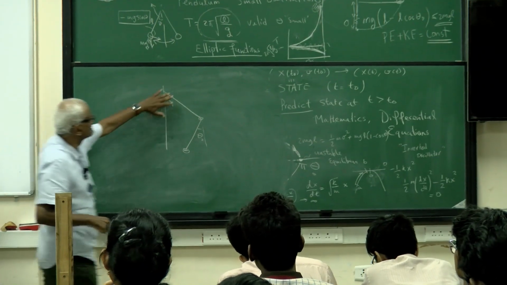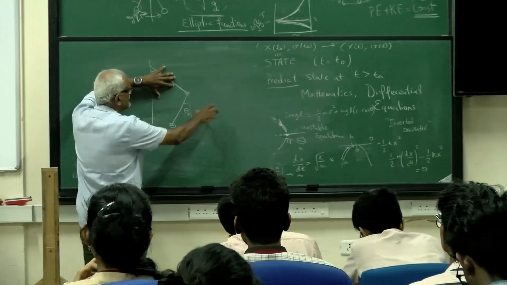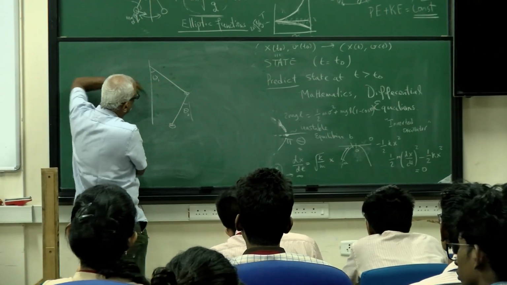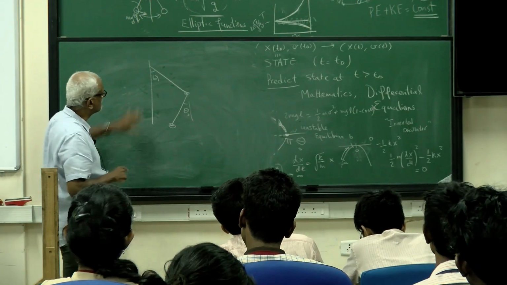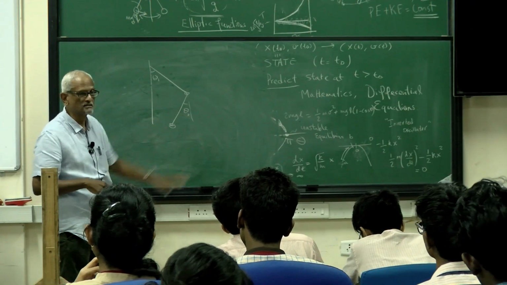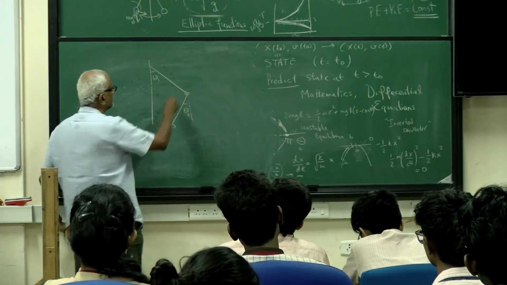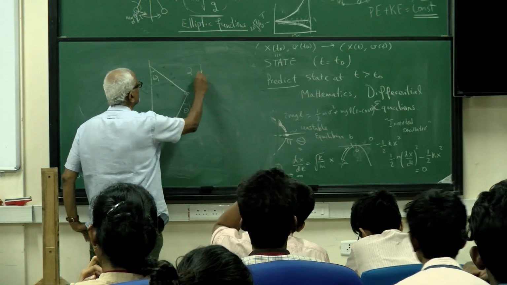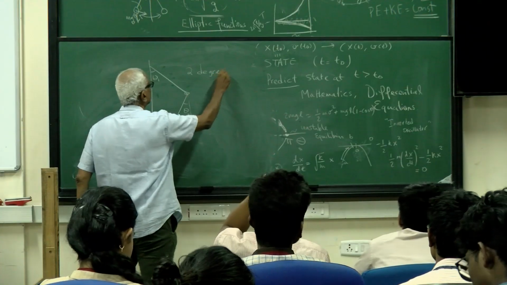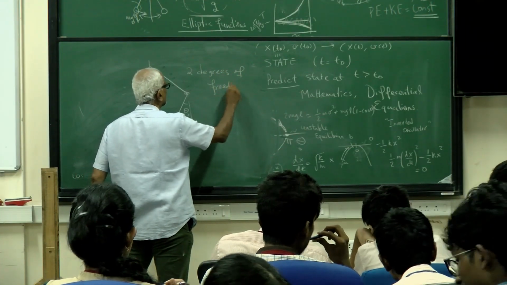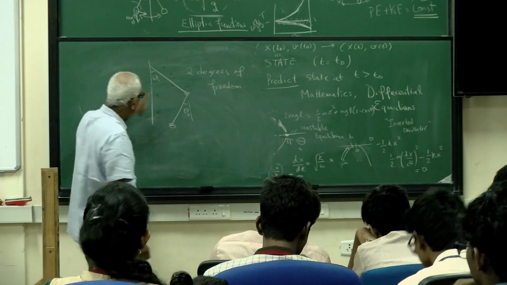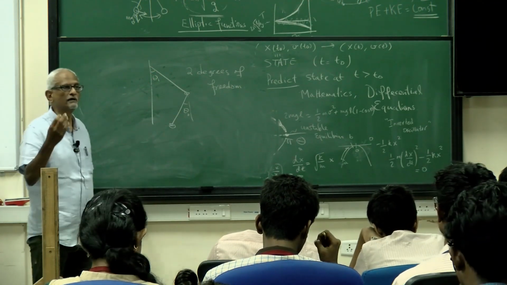That is, you can hold this theta 1 fixed and move this like this, or you can hold this fixed and move this like this, okay? So there's a very important difference between this and the pendulum which we have discussed so far. This has got 2 degrees of freedom. Theta 1 and theta 2 are 2 degrees of freedom.